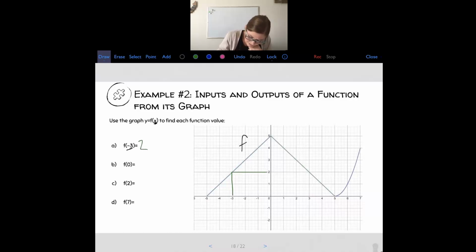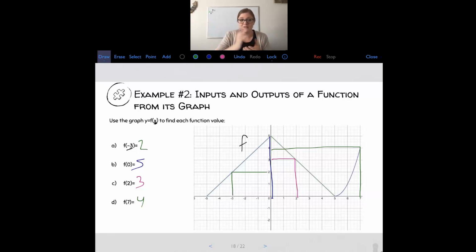We go to 0, we go to the function, the corresponding y value is 5. For f of 2, we go to x is 2, we go to the function, the corresponding y value is 3, and then we go to x is 7, the corresponding y value is 4, so f of 7 is equal to 4. So the input is an x value, or your independent variable, and your output is a y value, or your dependent variable.